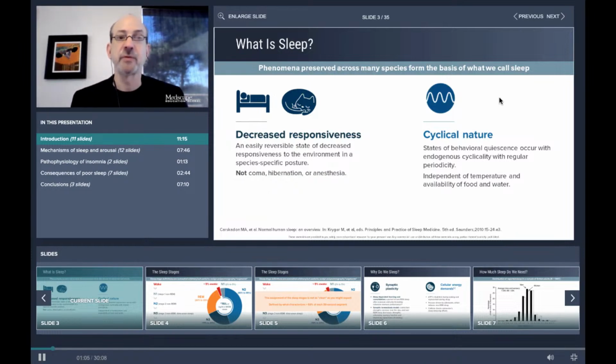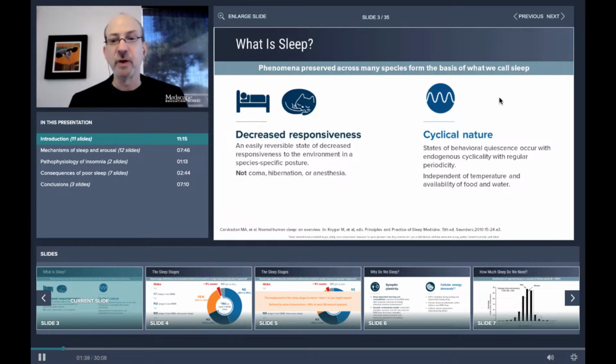Different animals sleep in different positions based on their biology and their nature. For example, marine mammals actually sleep one side of their brain at a time, so that they can swim with the other side of their brain, and so they can come up to the surface to breathe. A key factor is that it has to be differentiated from coma, hibernation, and anesthesia, and some of the things we've already discussed create that differentiation.